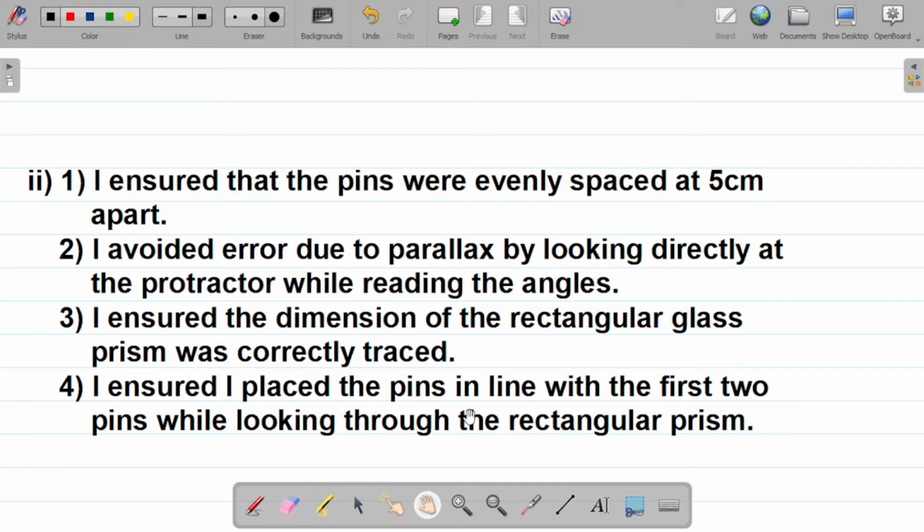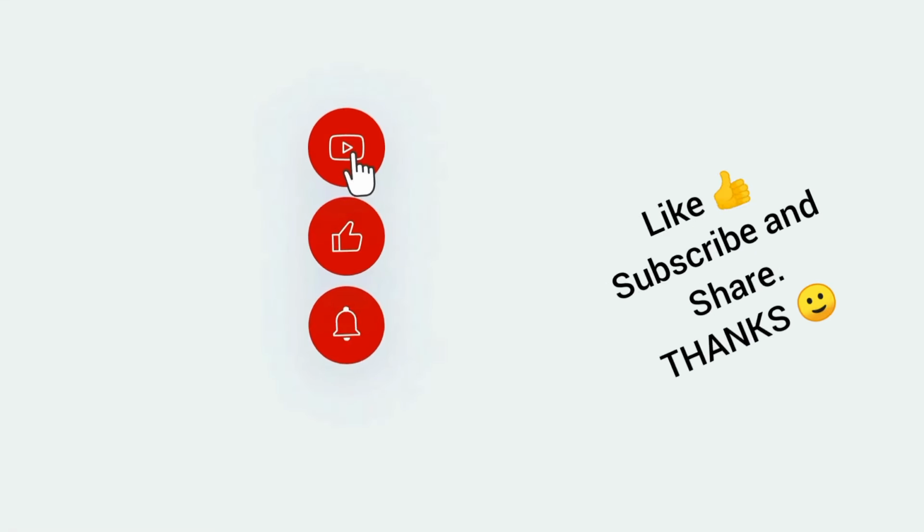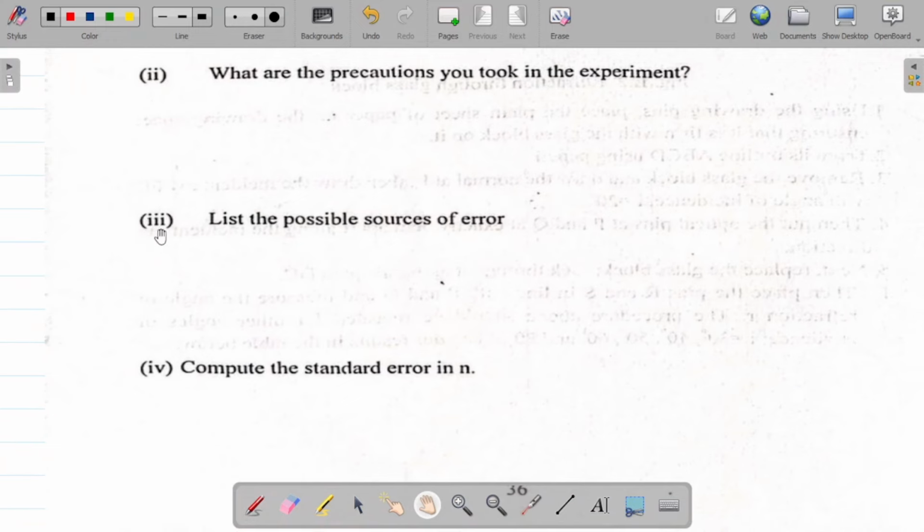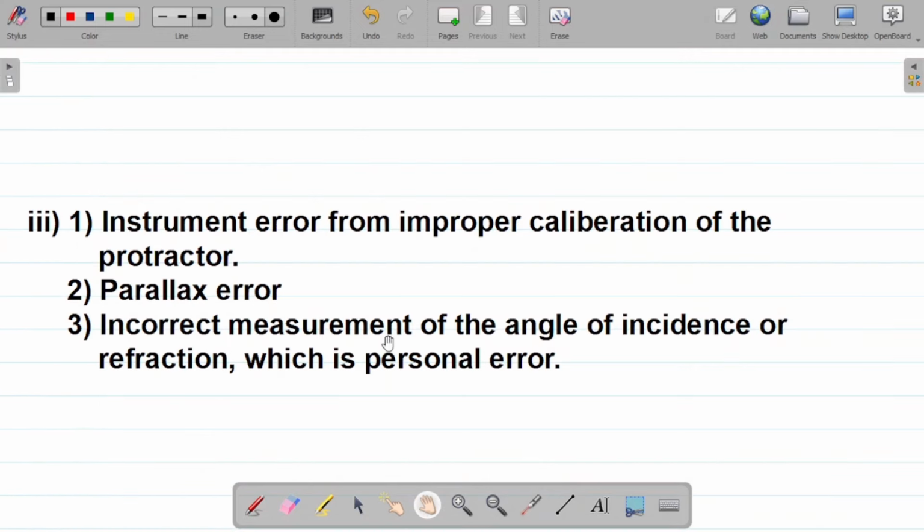All right, so next question. Next question, number 3, says list the possible sources of error. Again, in this one, observe that they didn't tell you the number of sources you should list. All right, so list as many as you can. So what are the possible sources of error in this experiment? Let's check them up. All right, so I'm giving you 3 possible sources of error.